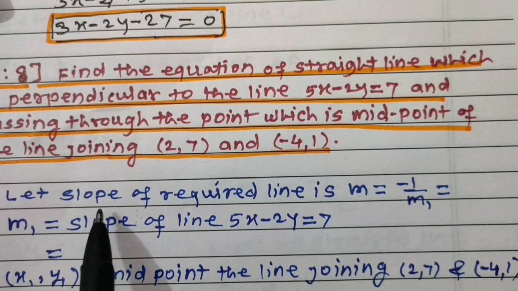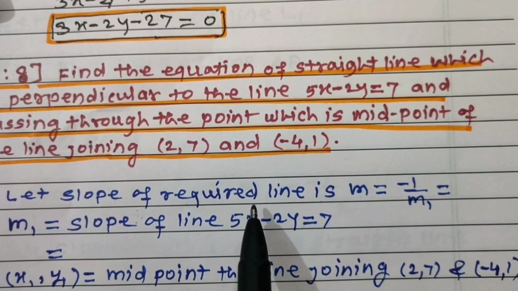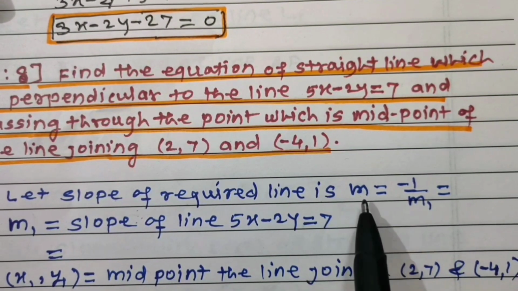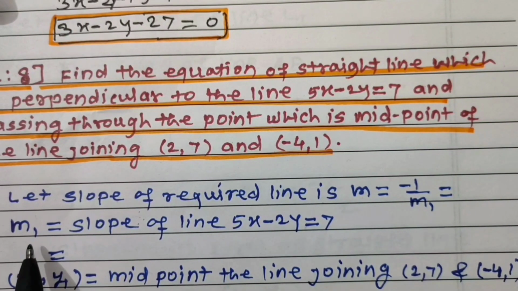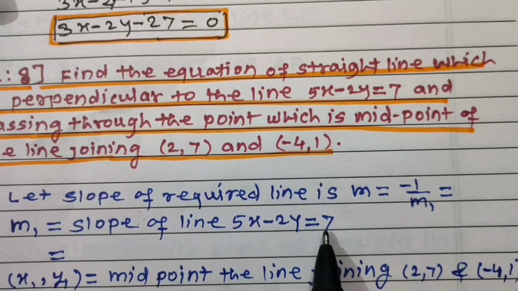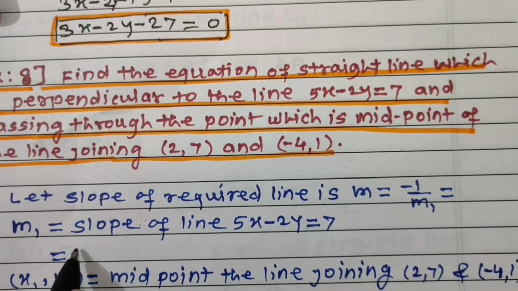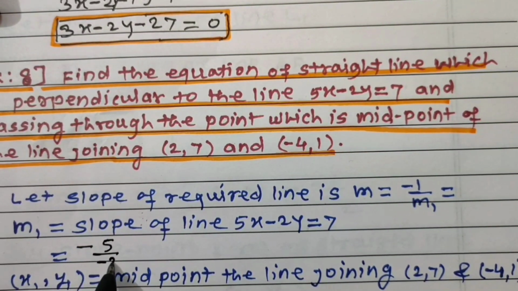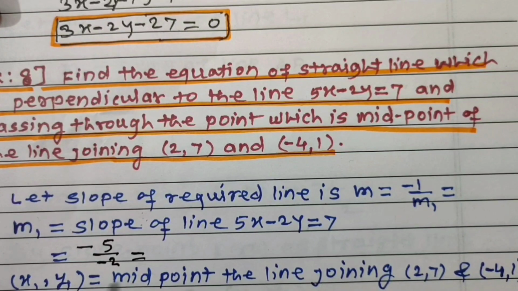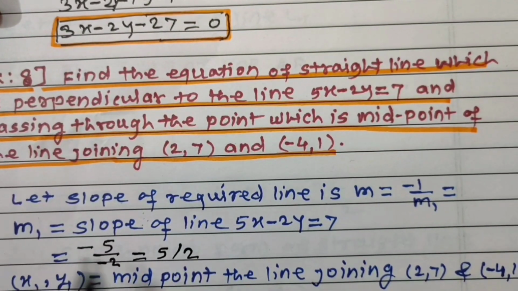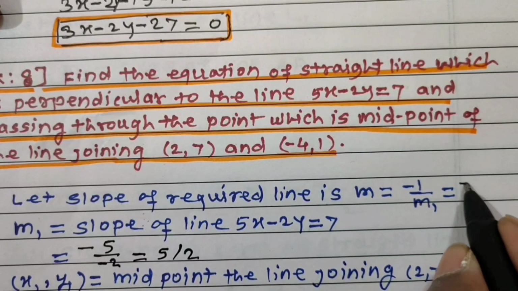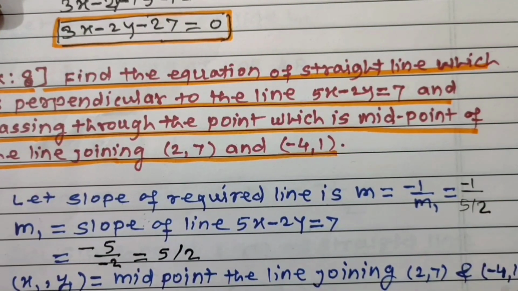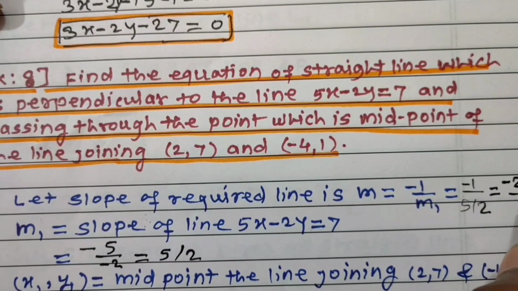Okay. So let slope of required line whose equation we are finding is m and which is equal to minus 1 upon m1, where m1 is slope of line 5x minus 2y is equal to 7. And you know formula for slope of line, minus 5 divided by minus 2. So this is equal to minus, that becomes plus 5 upon 2. M1 is 5 upon 2. Then what will be M? M is equal to minus 1 upon 5 upon 2. And this is equal to minus 2 divided by 5.